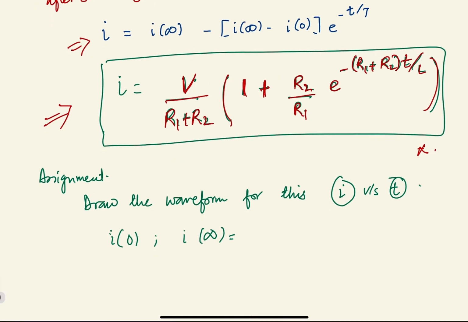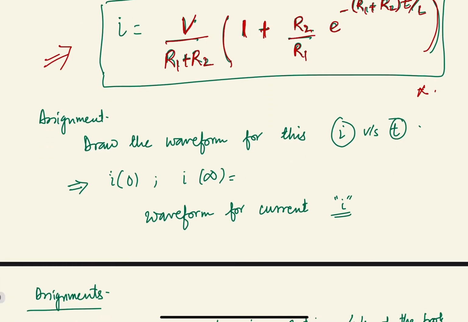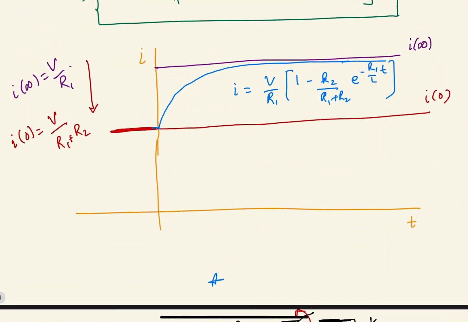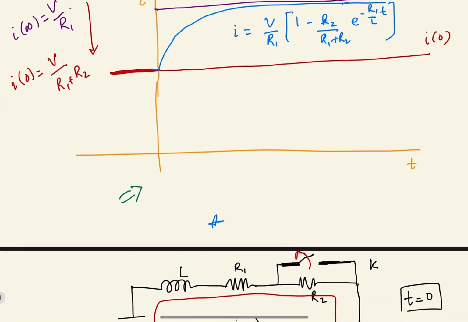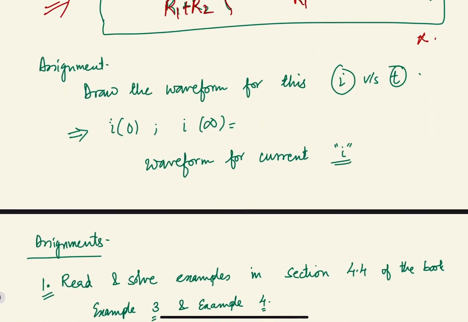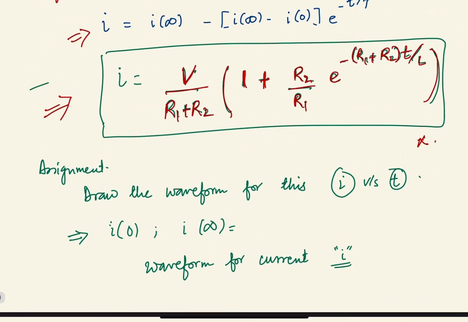Now what I want you to do on your own is draw the waveform for I0 and I infinity and find out the waveform for the current I in this circuit. You can take help of the waveform which we have discussed, and you find out the waveform for this particular equation.